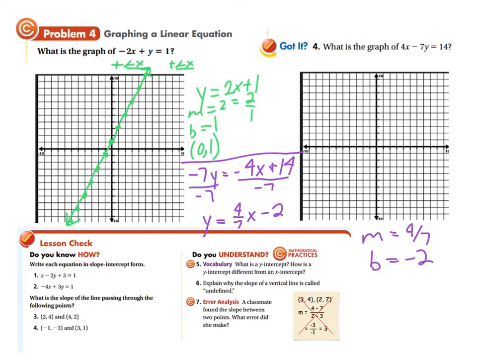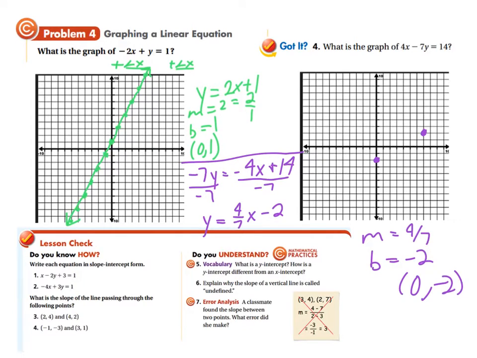Y-intercept is negative 2. We always, always, always start with the y-intercept. Again, that's really the point 0, negative 2. So I can plot that point here at 0, negative 2. Now in this case, the slope is going to cover quite a distance. If I go up 4, so up 4 to here, and then right 7 to here, then that's where my point is. Again, that x there is just kind of a guiding tool to help me keep track, so I can get rid of that now.